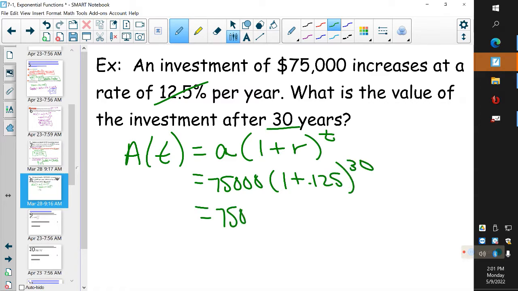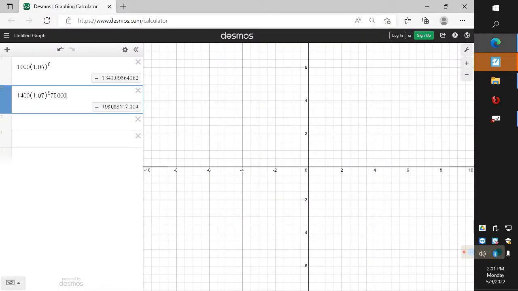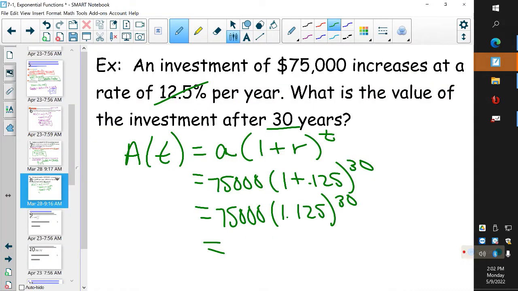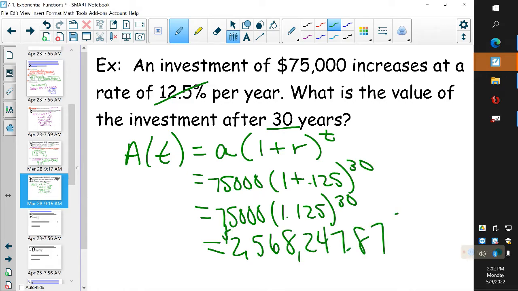So 75,000 parenthesis 1.125 to the 30th power. And how much money do you have? 2,568,000. 2 million? 2,568,247.87. That's my kind of money right there.